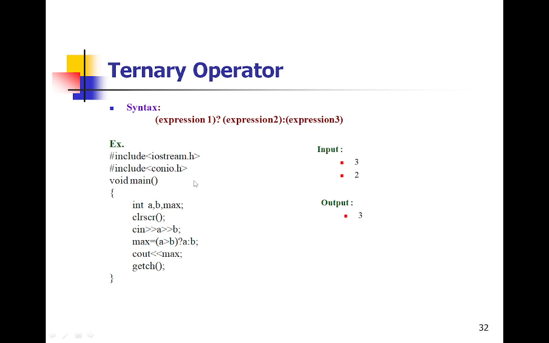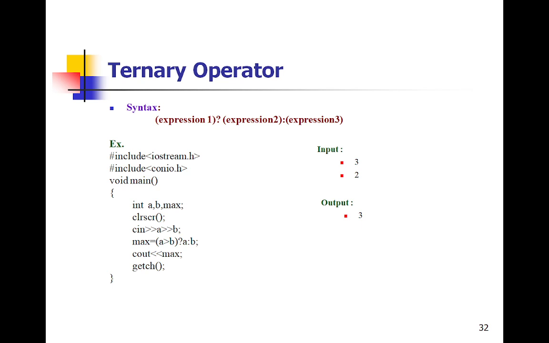So in this program you can understand that we have declared three variables, A, B and max. Initially we are getting the input from the user for A and B, and we are checking whether A is greater than B or not. If the condition is satisfied, then the A value is displayed as the highest value. If the condition is not satisfied, then the B value will be displayed as the highest value.